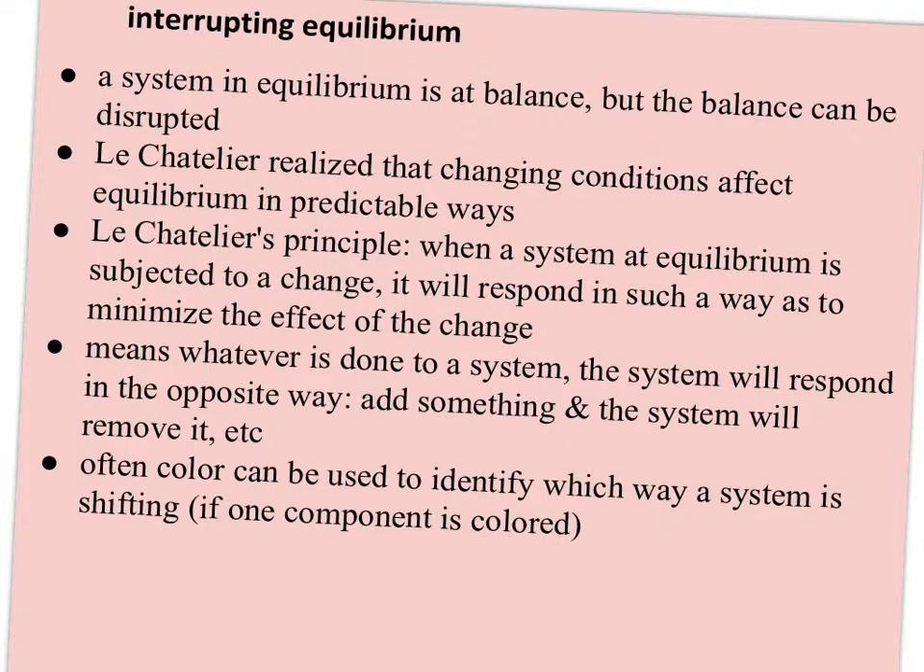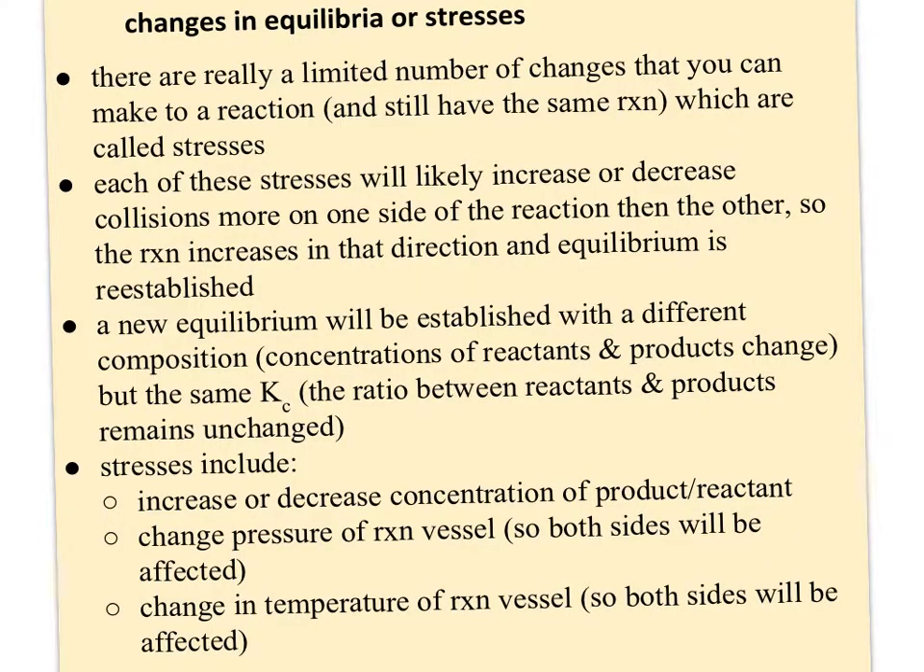If you add something to the reactant side, you're going to end up making more product. If you add something to the product side, you're going to end up making more reactant. So often we use color to identify which way a system is shifting. So there's really a limited number of changes that you can make to a reaction and still have the same reaction without actually changing your chemical reaction.